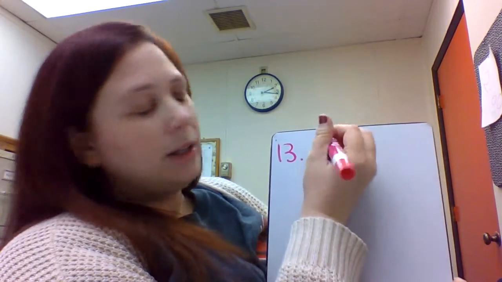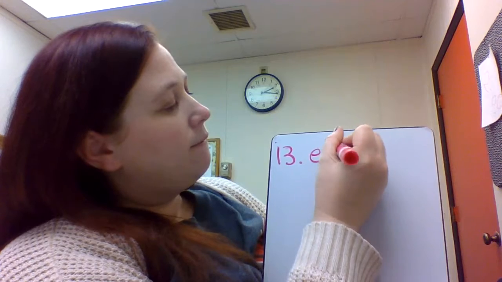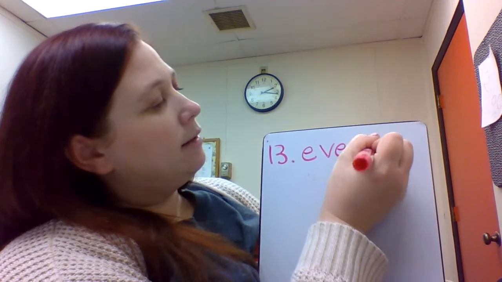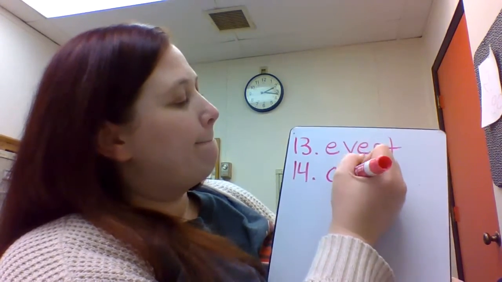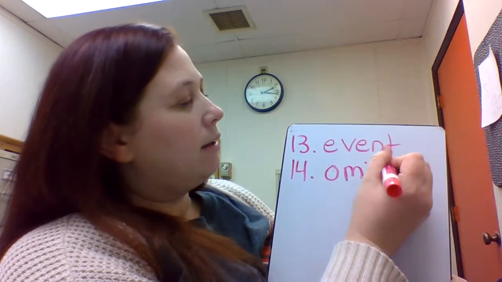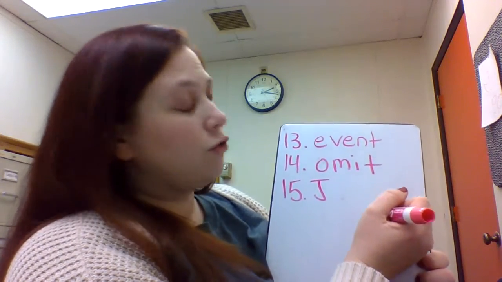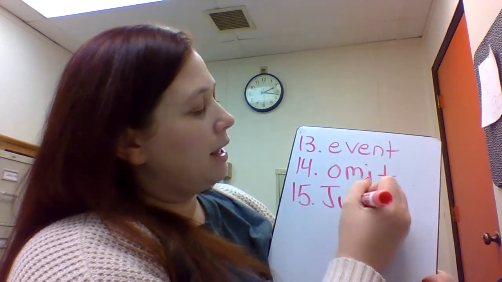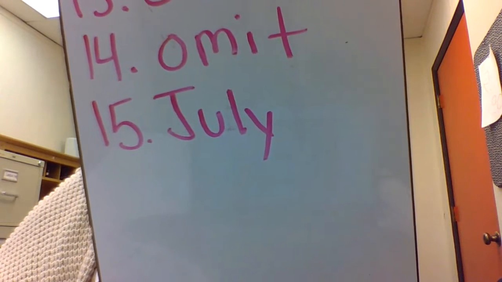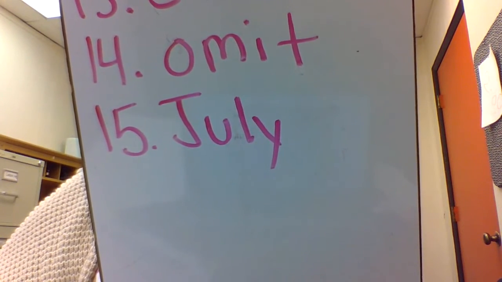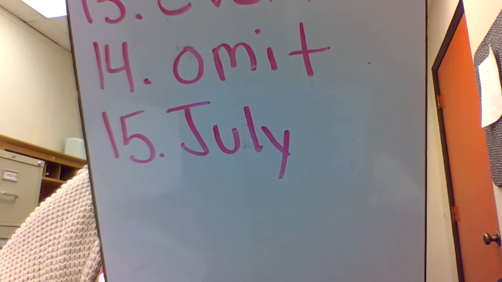Number 13. Event. So we have the E, V, and T. Event. Number 14 we have omit. O, mit, omit. 15 we have July. So our capital J, because July is a month. July. All right. Make sure that you have those 3. And then we will move on.